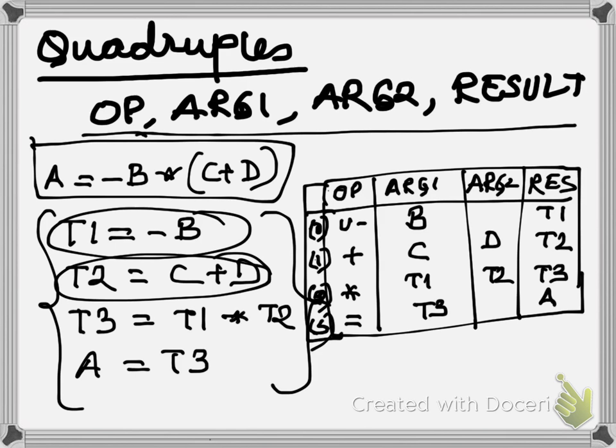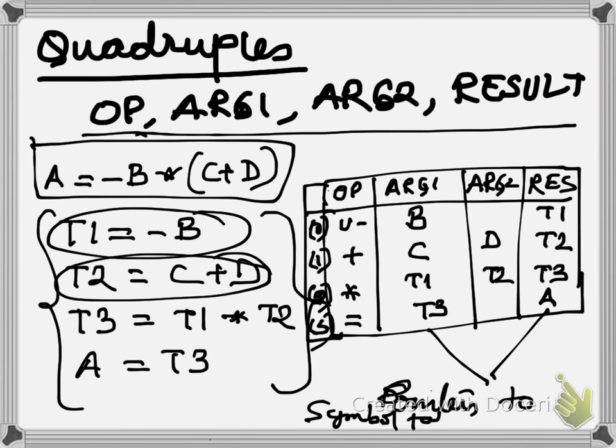So these are the quadruples, and here A, T3, T2, T1, all these can be represented as pointers to the symbol table. Okay, so this is your quadruple.